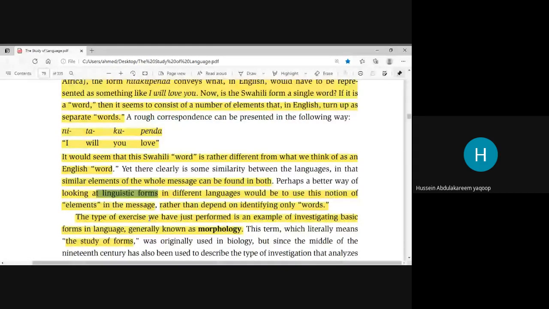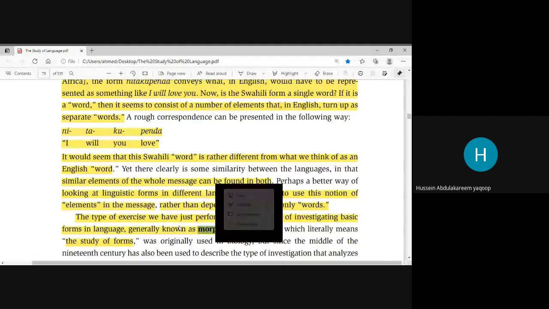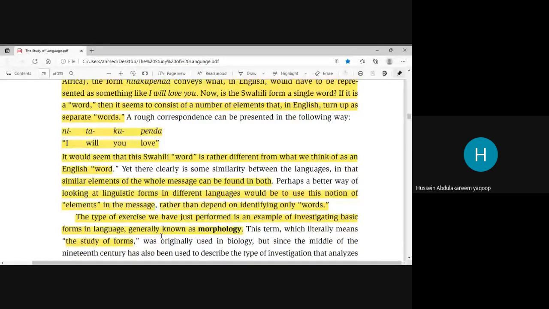So now this type of exercise means investigating the meaning of the shared aspects between two languages, performed in an example of investigating basic forms in language, which is generally known as morphology. So morphology is the investigation of the forms or the formation of the word in one language or maybe across two or three languages.